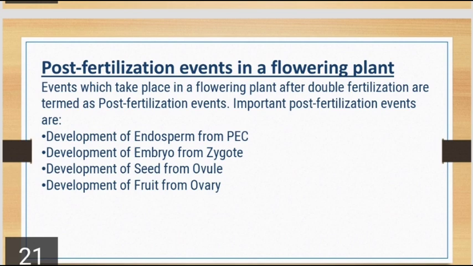Post-fertilization events in a flowering plant. Events which take place in a flowering plant after double fertilization are termed post-fertilization events. Important post-fertilization events are development of endosperm from primary endosperm cell, development of embryo from zygote, development of seed from ovule, and lastly development of fruit from ovary.